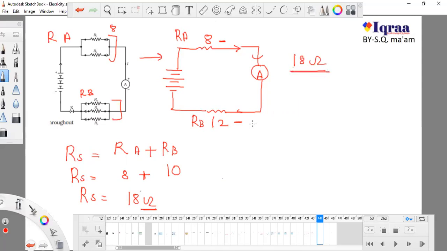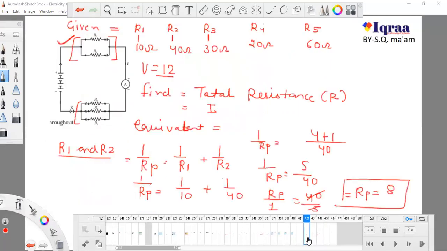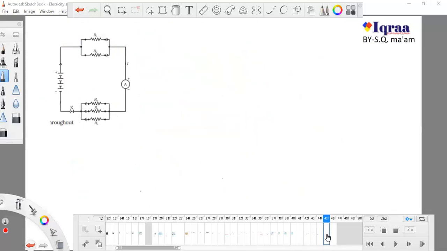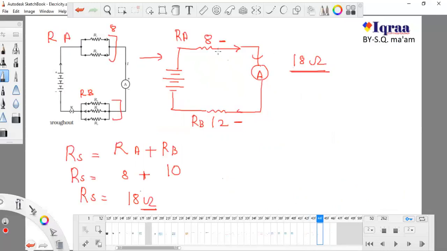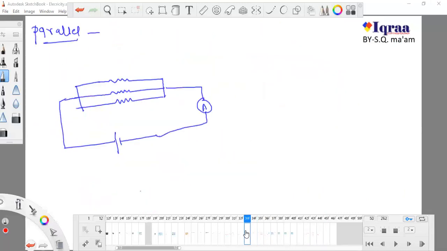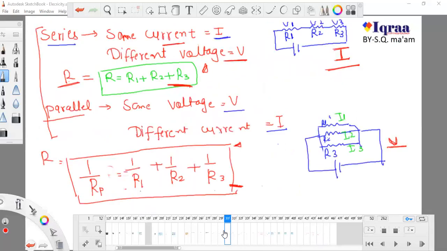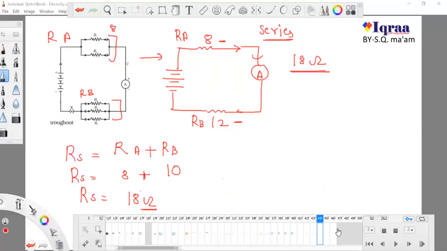Now it is again asking me to find out the current. It is asking me to find out the I also. Now my answer is that it is in series. You can see that finally it is in series. So in series, the current will be the same at all points. So I can find out the current and it will be same.